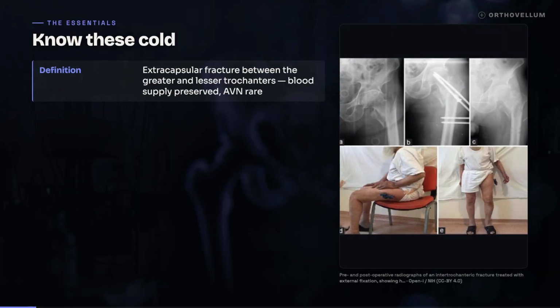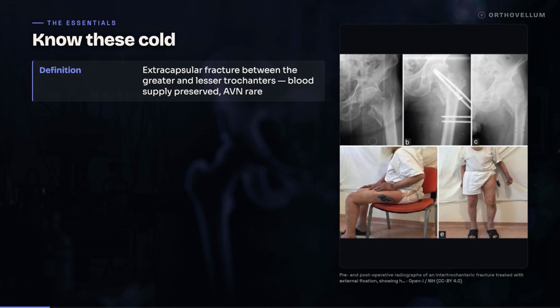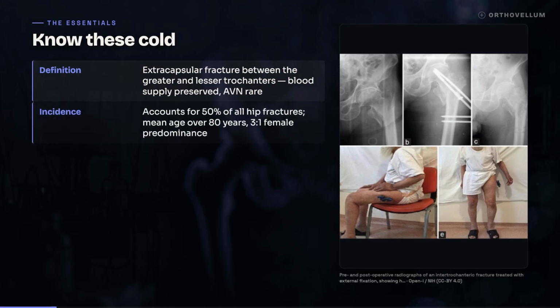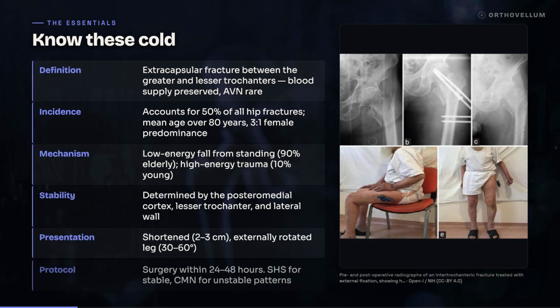Intertrochanteric fractures occur between the greater and lesser trochanters, meaning the blood supply to the femoral head is preserved and avascular necrosis is rare. They account for half of all hip fractures, typically presenting in patients over 80 years old after a low-energy fall from standing. You will notice the affected leg is shortened and externally rotated, and crucially, fracture stability dictates whether you use a sliding hip screw or a cephalomedullary nail.